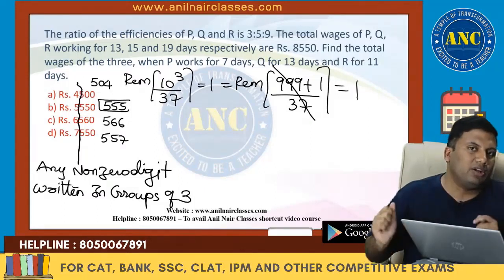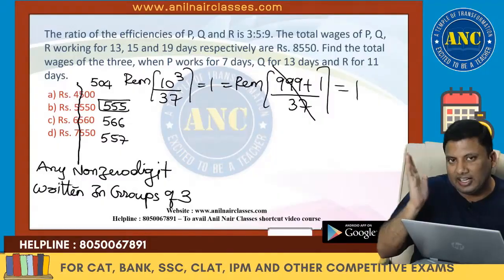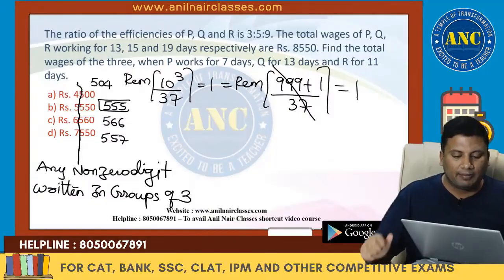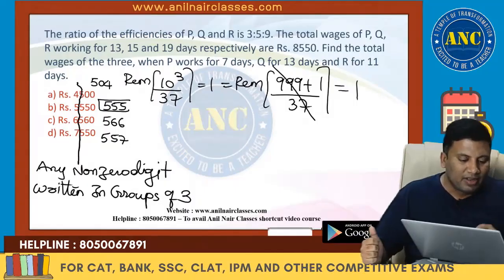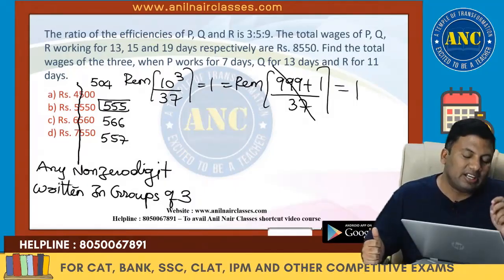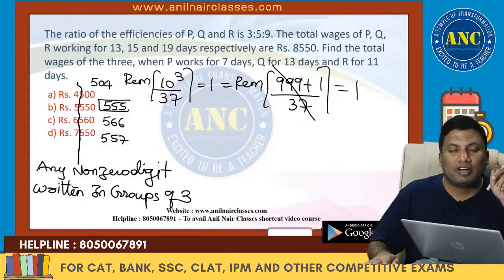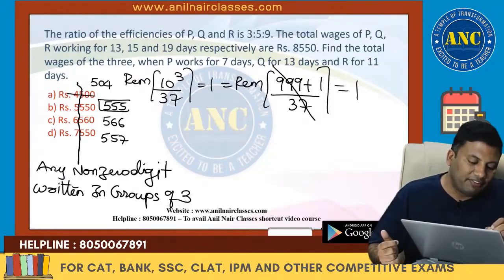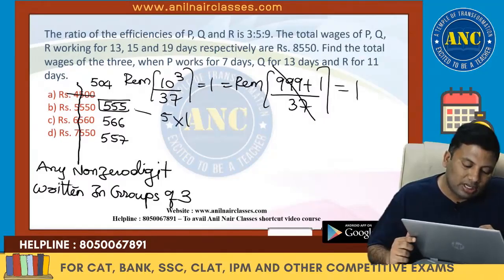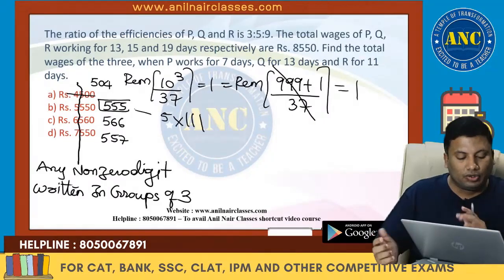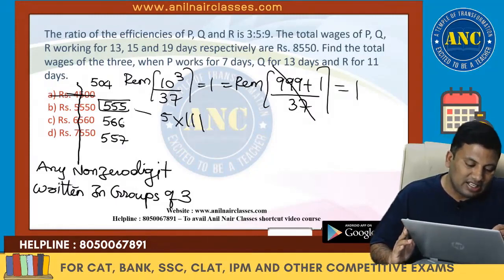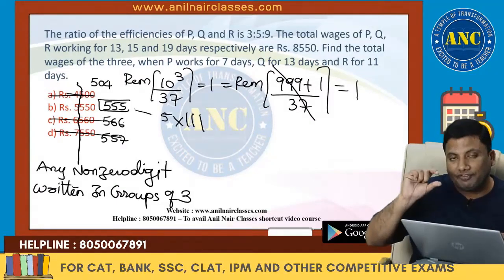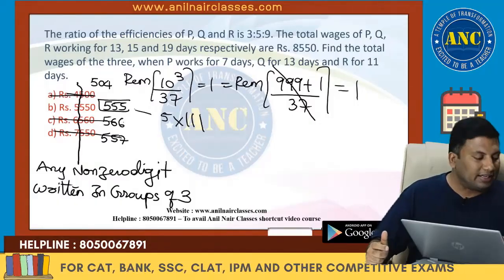What is the divisibility rule of 37? Start from the unit digit. Take a group of 3 digits and add them. 504: 37 ones are 37, 37 4s are 148, 37 3s are not divisible. 555 is 5 into 111, and 111 is 37 into 3, so this is possible. 566 is not possible, 557 is not possible. If the values are complicated, you can use the divisibility rule and eliminate answer options.